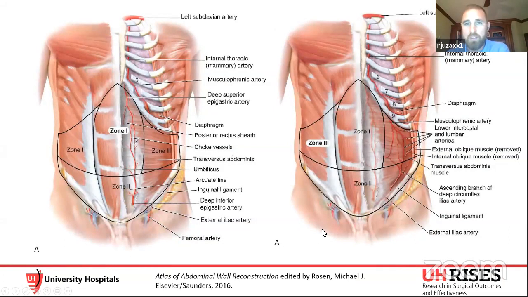In the lateral half of the deep abdominal wall, you have the musculophrenic artery, which also comes off the internal thoracic artery superiorly. That runs just above the transversus abdominis muscle, and that collateralizes with the deep circumflex artery off the external iliac as well, shown over here. So that is our deep system.